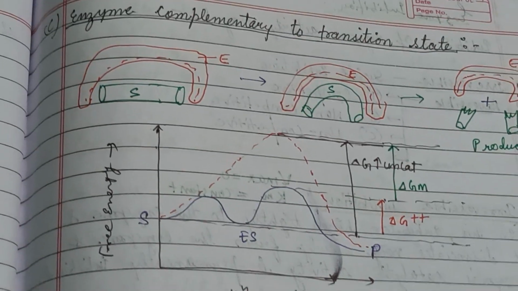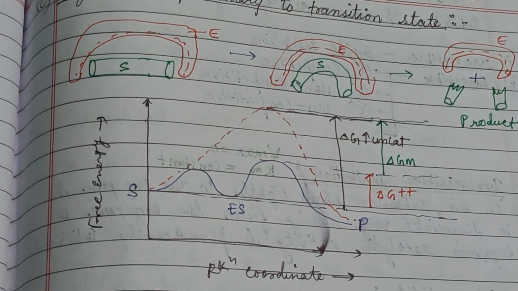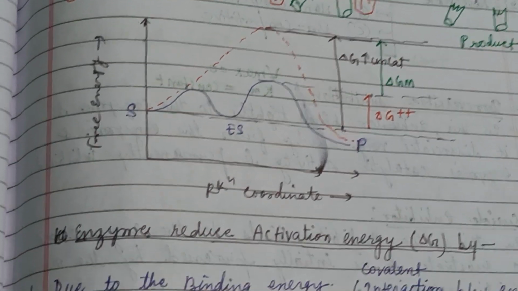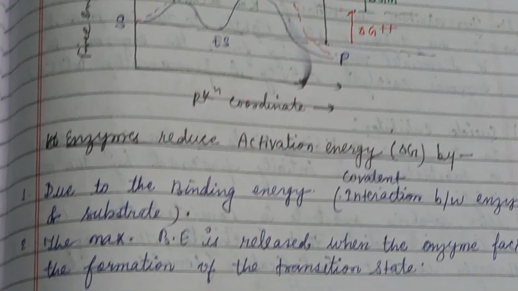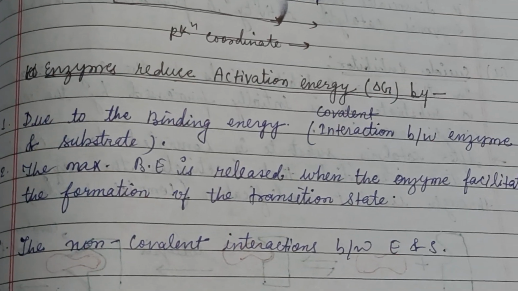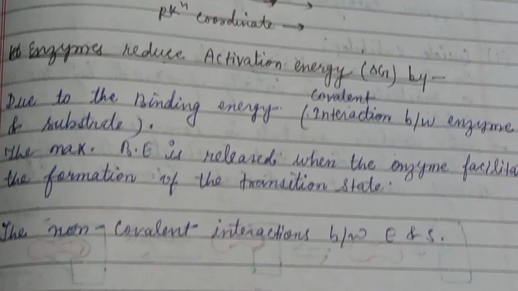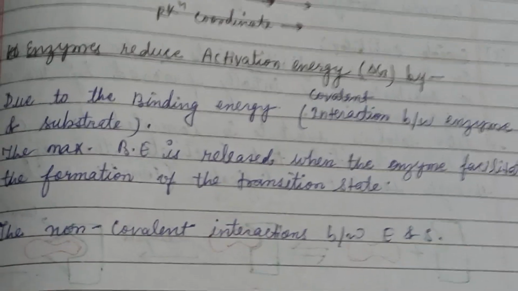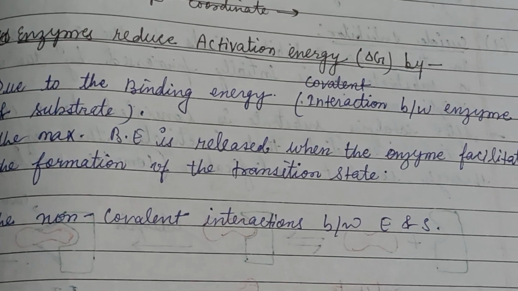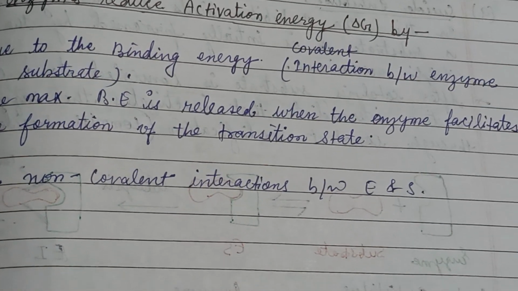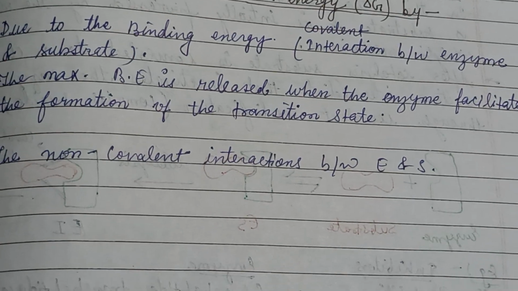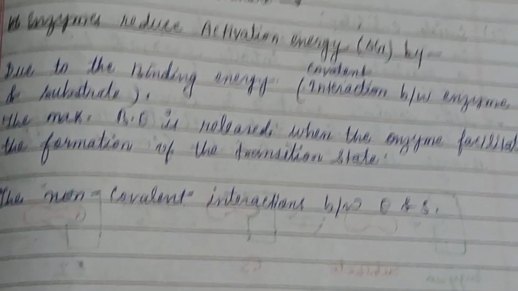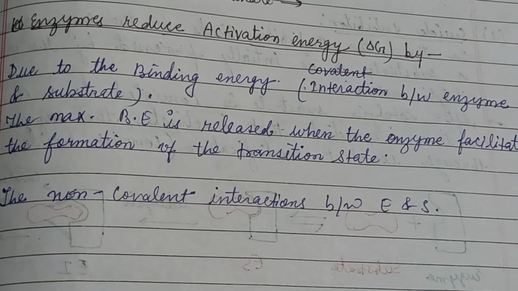And if the enzyme is complementary to the transition state, then del G of the uncatalyzed form is lowered and the reaction goes on. So enzymes reduce activation energy due to the binding energy, that is the interaction between the enzyme and the substrate. The maximum binding energy is released when the enzyme facilitates the formation of the transition state, through non-covalent interaction between the enzyme and the substrate.